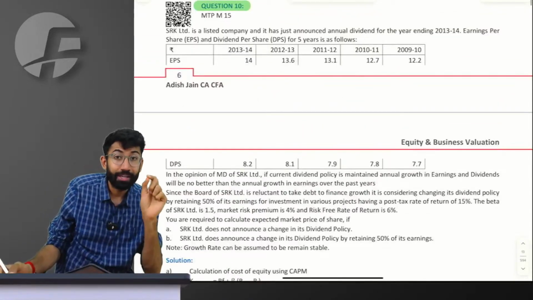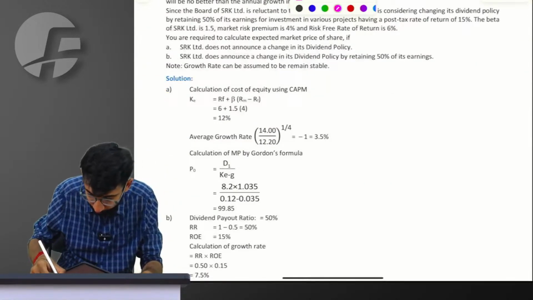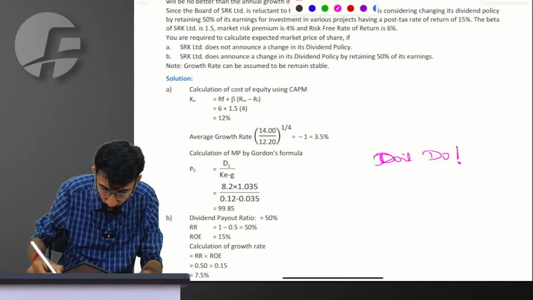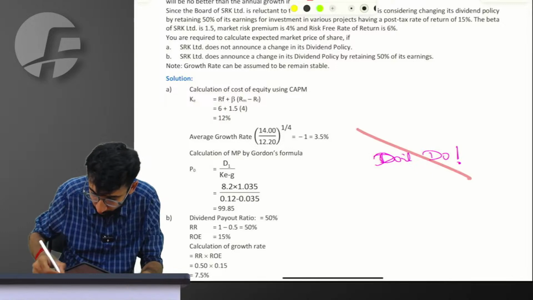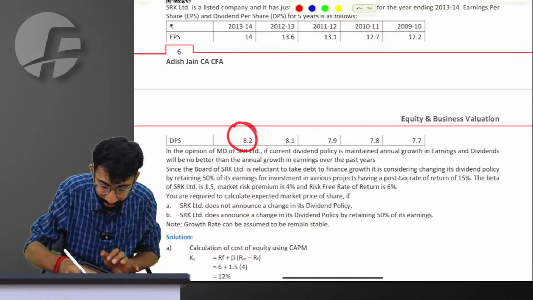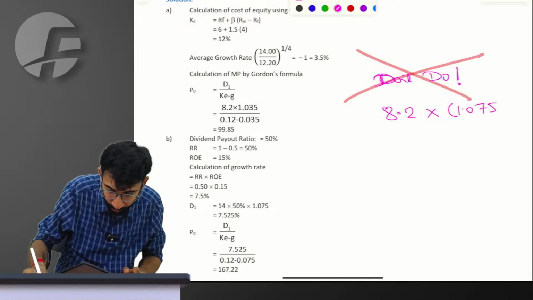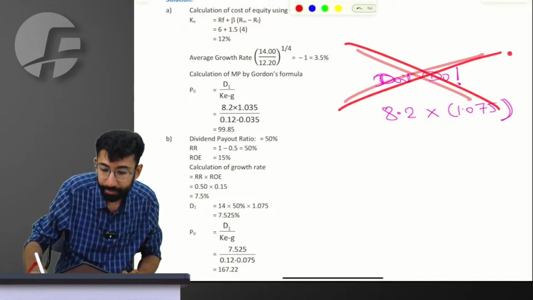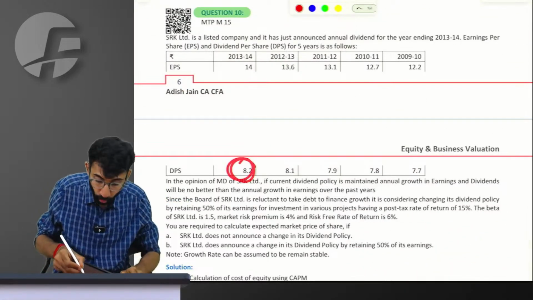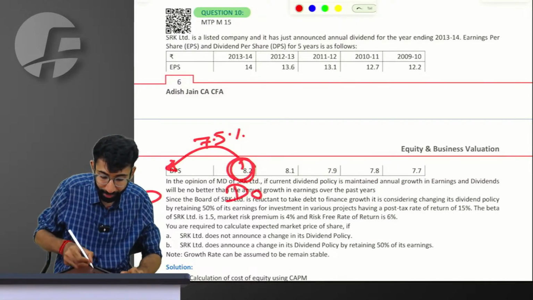Let us proceed to solve this question ahead. Please remember, you cannot make this mistake. What mistake? In your notebook, write it down. What do you have to not do? Listen to this. Some people might consider D0 as 8.2. So don't take 8.2 into 1.075 as the new growth. Don't do this. Because you are saying that this was my latest dividend, to the latest dividend, if I add a growth of 7.5%, this was my D0, I will get D1 as this.